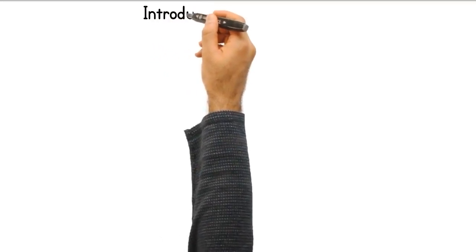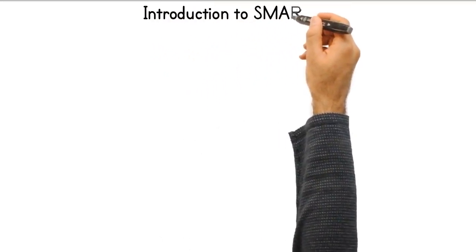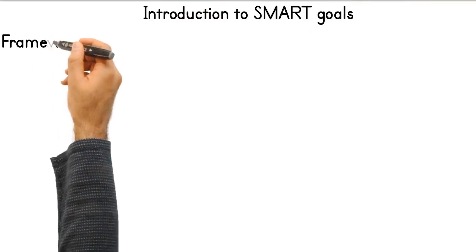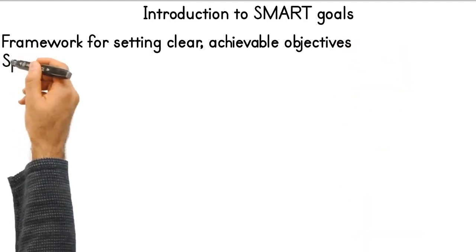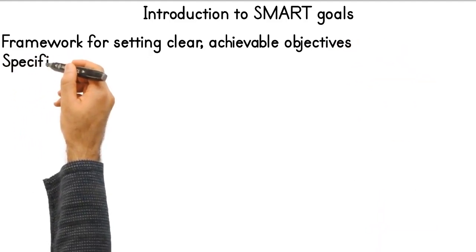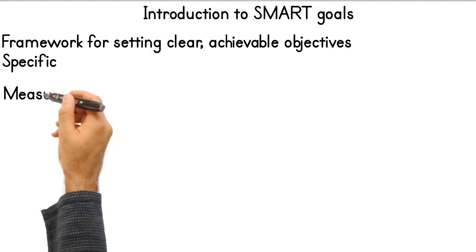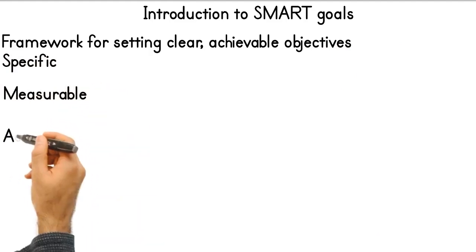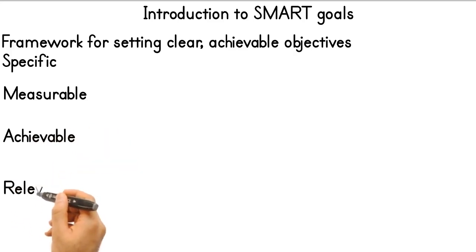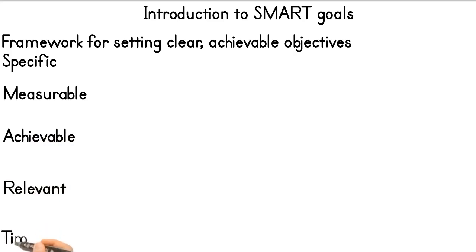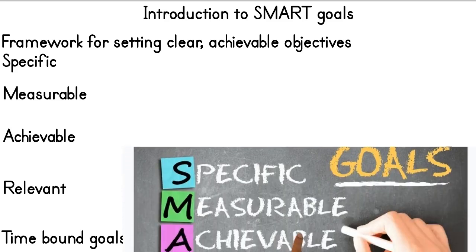What are SMART goals? SMART goals are a framework for setting clear and achievable objectives. The term SMART is an acronym representing specific, measurable, achievable, relevant, and time-bound goals. This method helps individuals and organizations create goals that are well-defined and more likely to be accomplished. It is commonly used in business, personal development, and project management to ensure that goals are not vague but actionable and trackable.